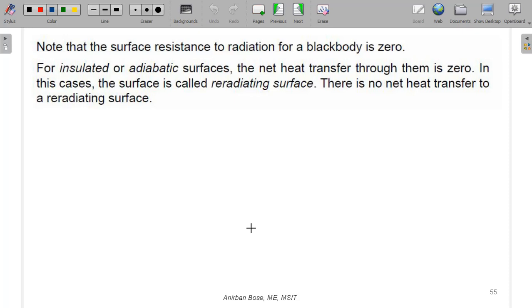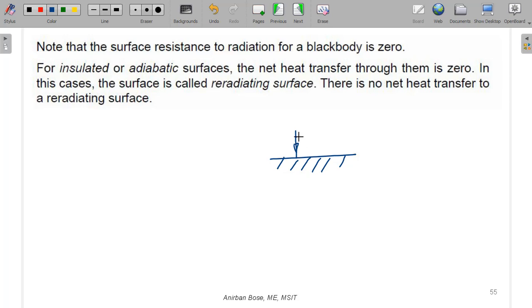Now note that the surface resistance to radiation for a black body is 0, that we have just mentioned. It is very important. For insulated or adiabatic surfaces, the net heat transfer through them is 0. In this case the surface is called a re-radiating surface, and there is no net heat transfer to a re-radiating surface. So if a surface is insulated, the net heat transfer to the surface is 0.